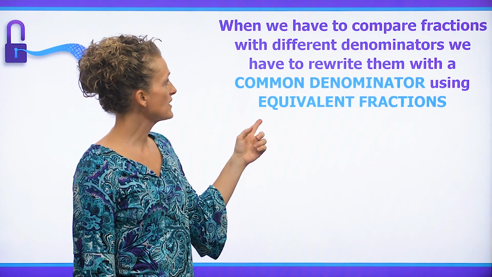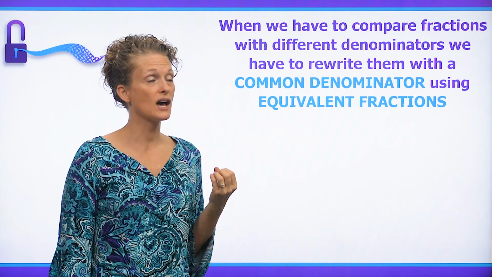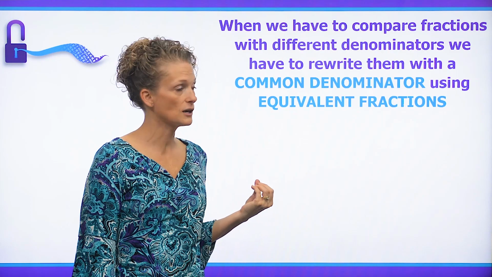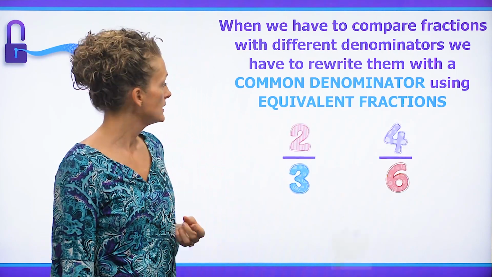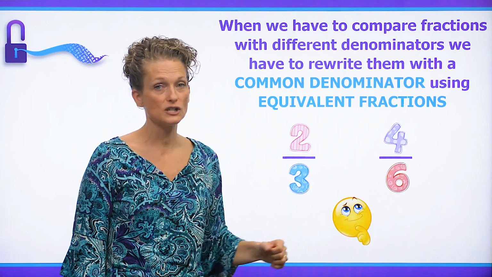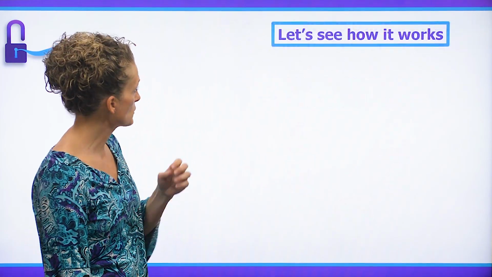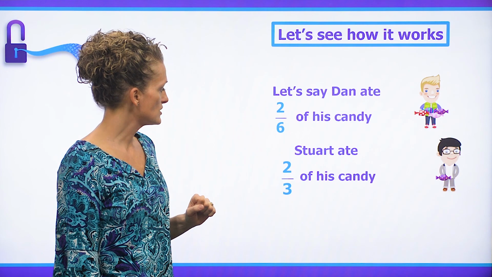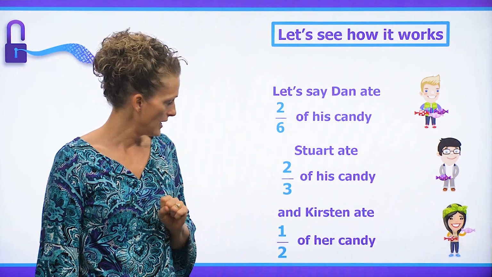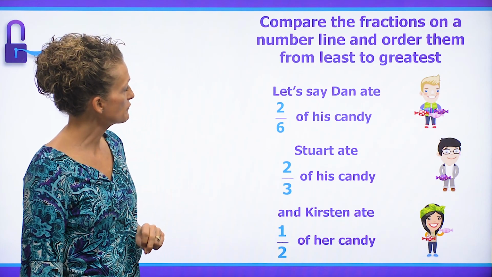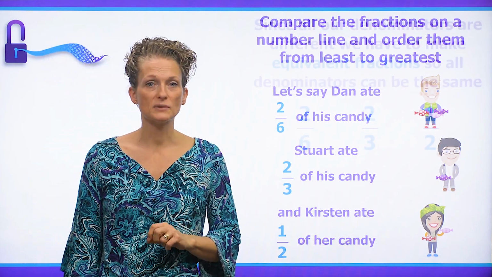Now, when we have to compare fractions with different denominators, we have to rewrite them with a common denominator using equivalent fractions. Something like 2/3, which we know is equivalent to 4/6. We saw that when we were doing equivalent fractions, so let's see how that works. Let's say Dan ate 2/6 of his candy, Stuart ate 2/3 of his candy, and Kirsten ate 1/2 of her candy. Compare the fractions on a number line and order them from least to greatest.